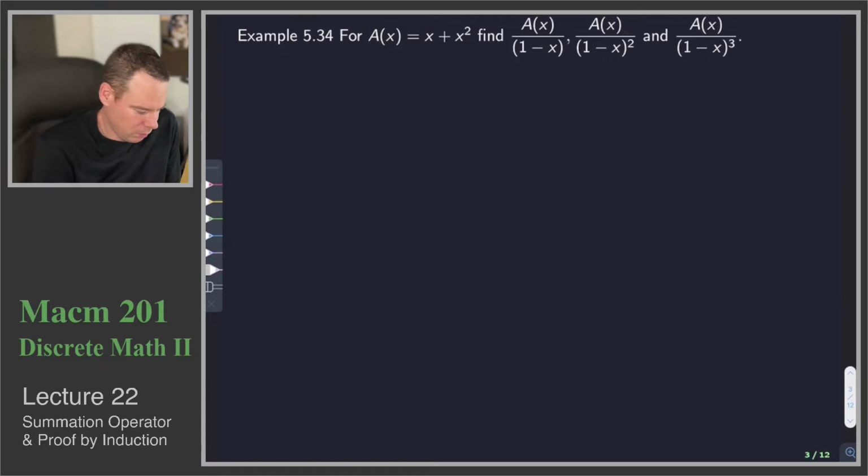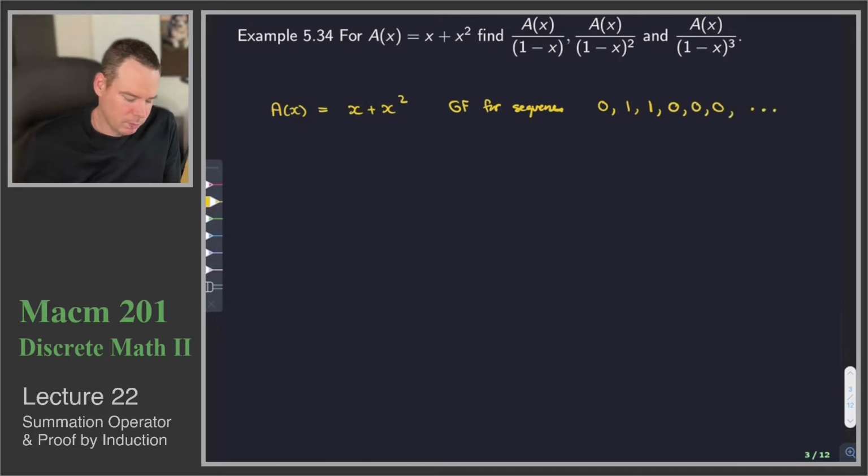So we're going to do a further example. In this case, we're going to start off with our polynomial as our original generating function here. And this is a generating function for the sequence 0, 1, 1, and then zeros for the rest. Okay, so that's our first generating function.